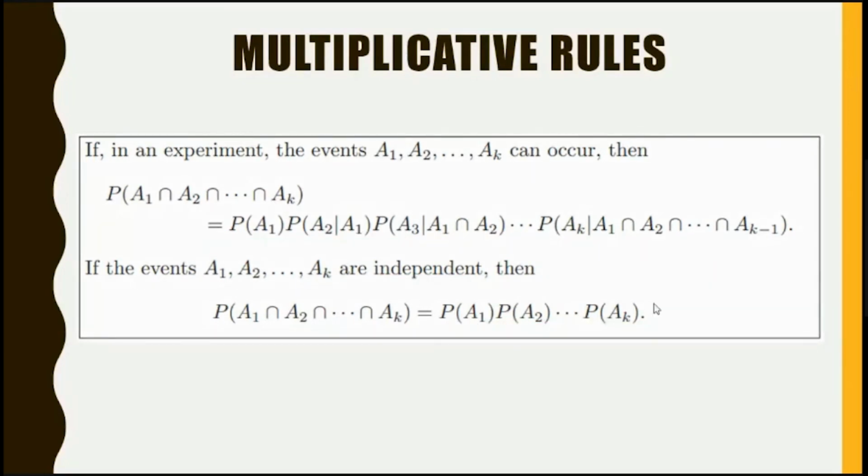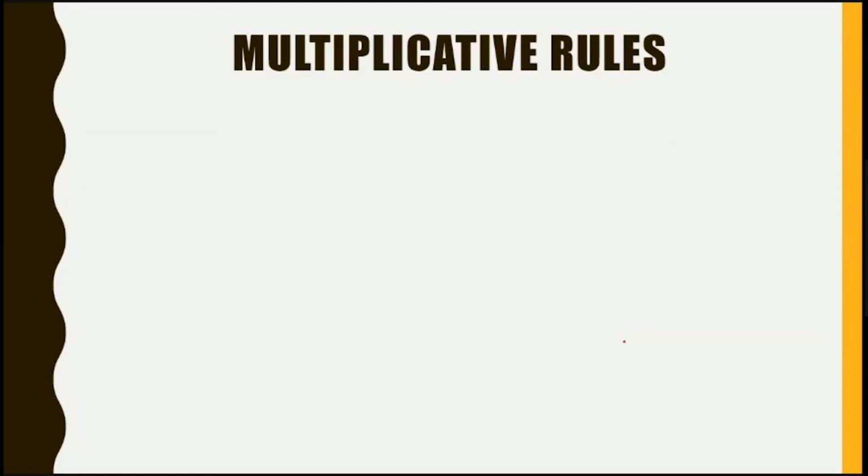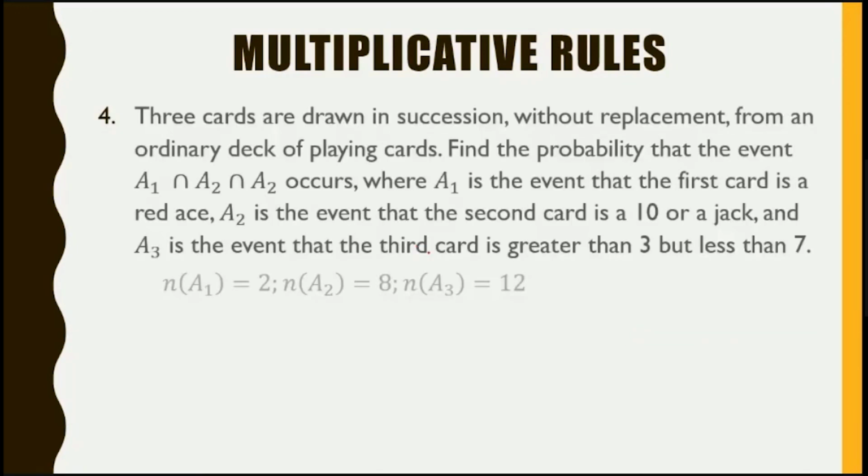Okay, so that's the extension of the definition. And this is the example for our previous definition. There are three cards drawn in succession without replacement. Please take note of what was written in the sentence. Now take note of the statements. The cards were not replaced.